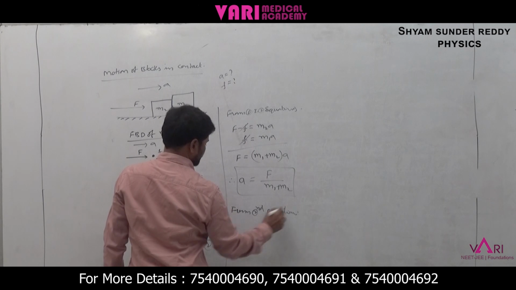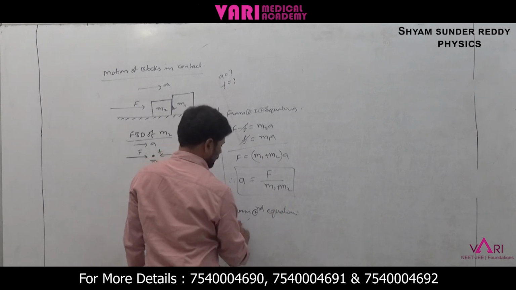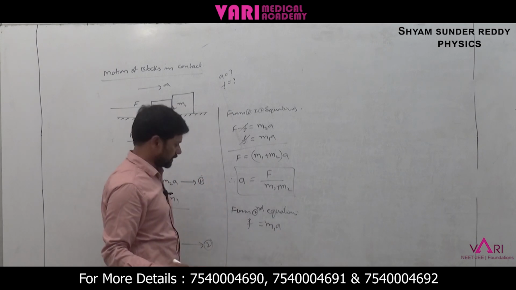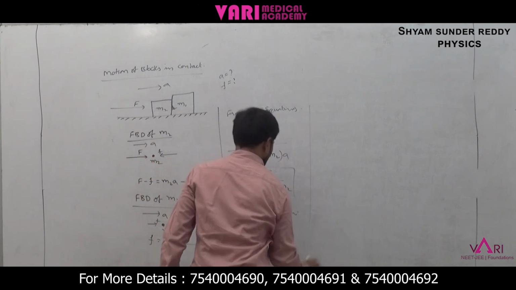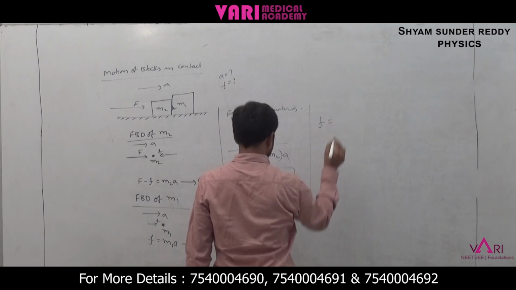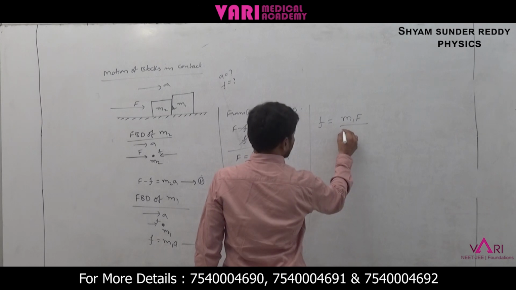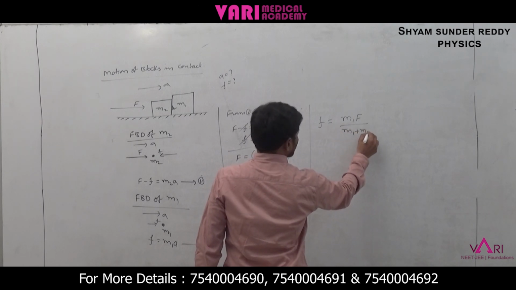What can we get from the second equation? F is equal to M1A. F is equal to M1F by M1 plus M2.